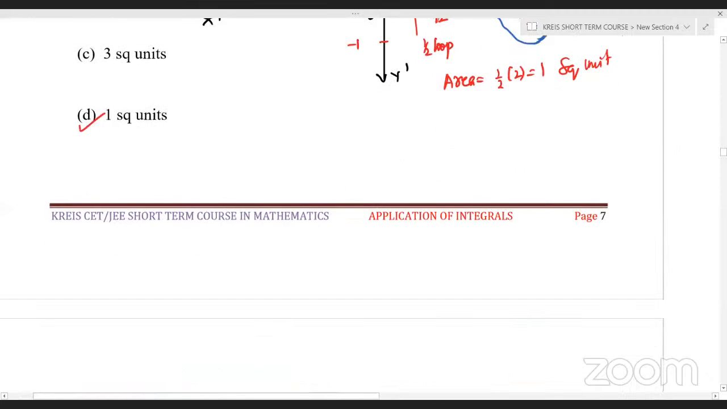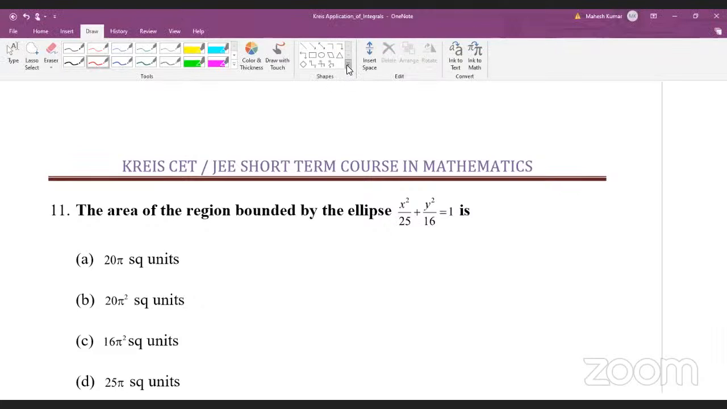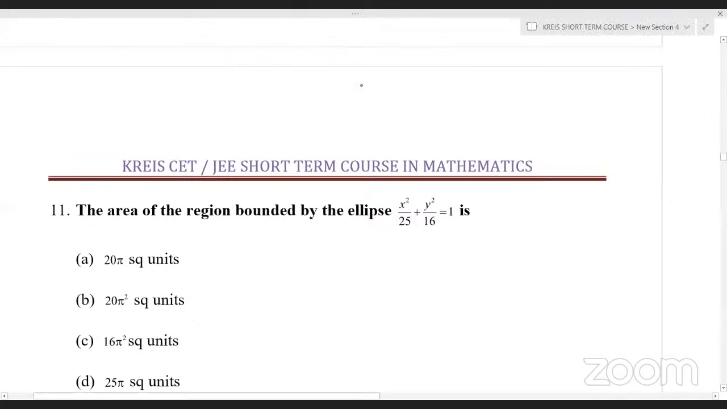Understood? Then the 11th question: the area of the region. The curve you have is x square divided by 25 plus y square by 16 is equal to 1. A square is 25, so a is 5, and b squared is 16, so b is going to be 4. This is an ellipse, a horizontal ellipse.